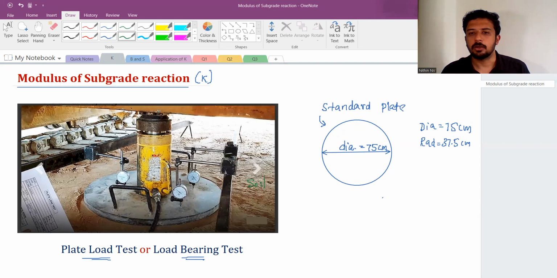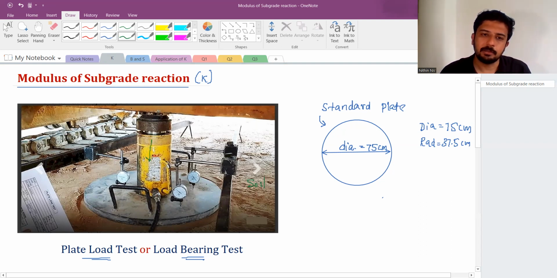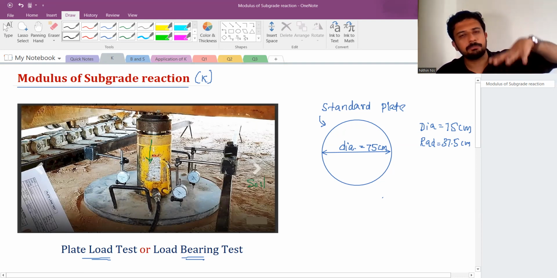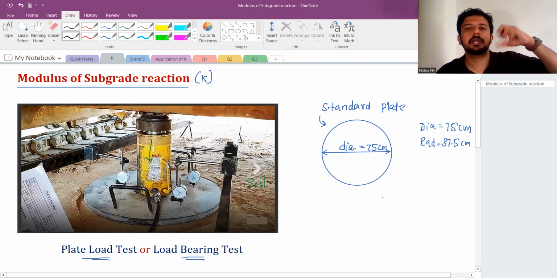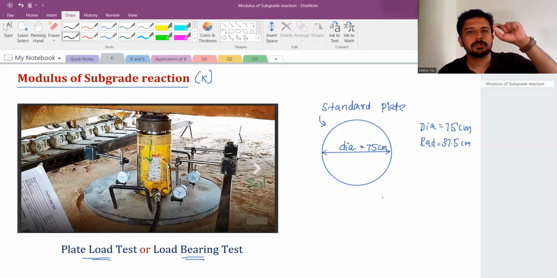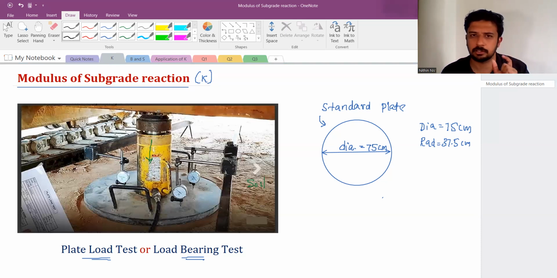That's it. So a load we are going to give on this mechanism, and that mechanism will be transferring the load on this circular plate of diameter 75 centimeter. Understood? Now, whenever we are giving a load on this plate, definitely this plate is going to transfer that load on this subgrade soil, right? Understanding? So there will be a deflection happening from the original location. Settlement or deflection, anything we can say. Generally, we use the word deflection. Or deformation, like that also we can call.